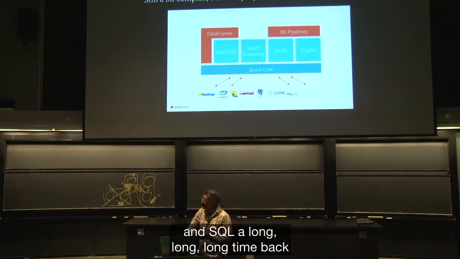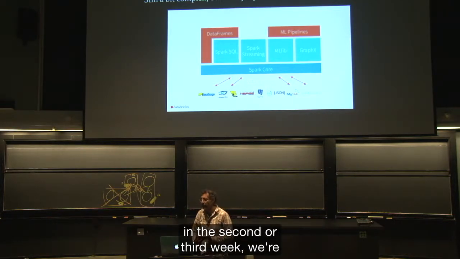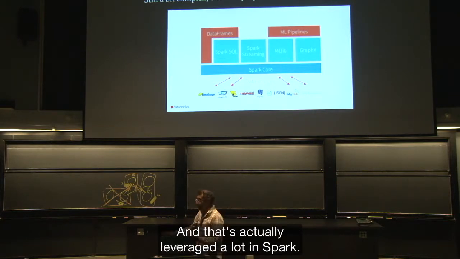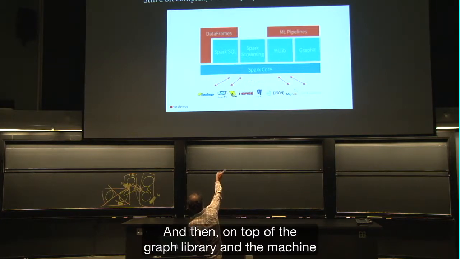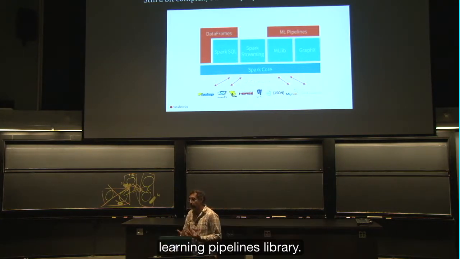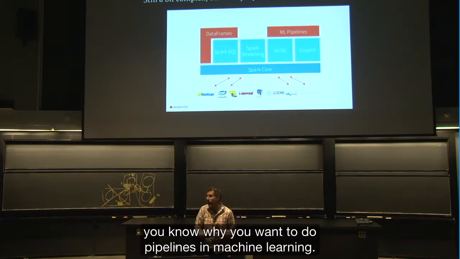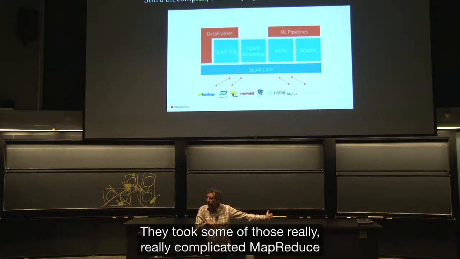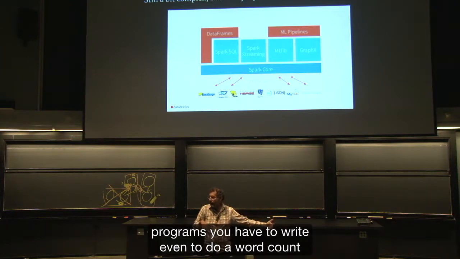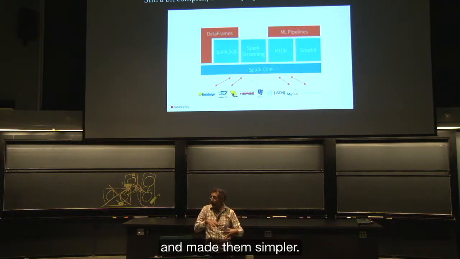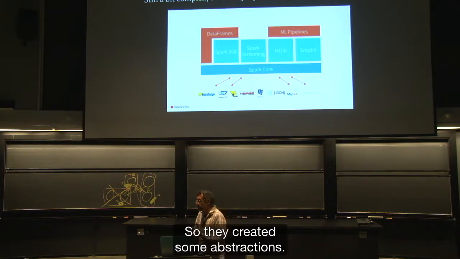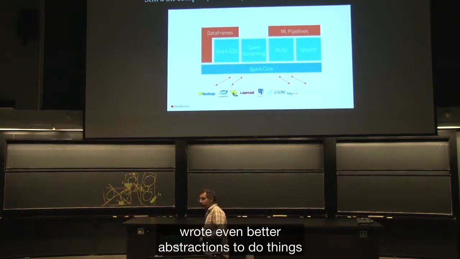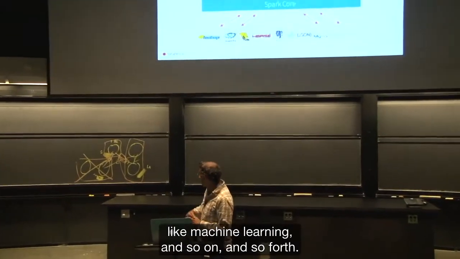when we were talking about data frames in SQL a long time back in the 2nd or 3rd week, we showed you how similar those things are. And that's actually leveraged a lot in Spark. And then on top of the graph library and the machine learning library, there's a machine learning pipelines library. If you've been doing homework 4, you know why you want to do pipelines in machine learning. So they did 2 things. They took some of those really complicated MapReduce programs you have to write even to do a word count and made them simpler. So they created some abstractions. And on top of the abstractions, they wrote even better abstractions to do things like machine learning and so on and so forth.